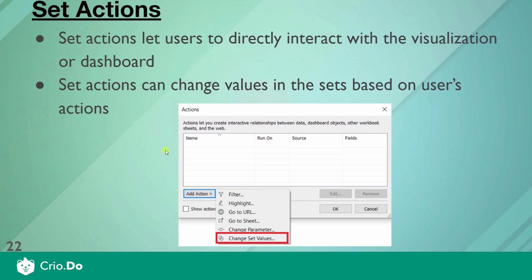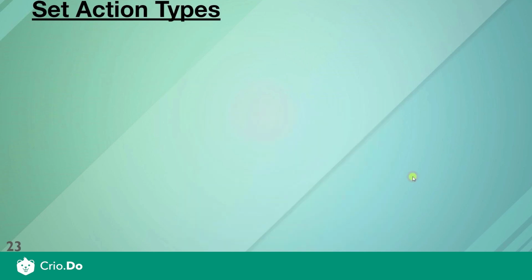If you remember, sets are a group of values, right? So changing a set will completely change the group of values. So this will completely change whatever is included inside your set. Set actions take an existing set and update the values contained in that particular set for the user to change the values. So you can define the set actions to include the source sheet where it applies.